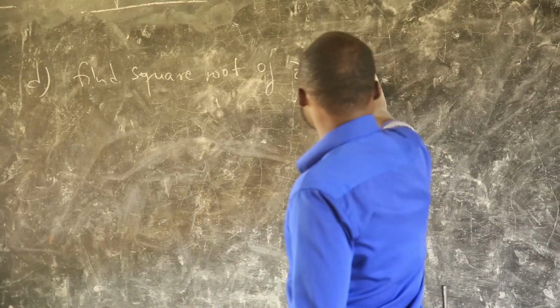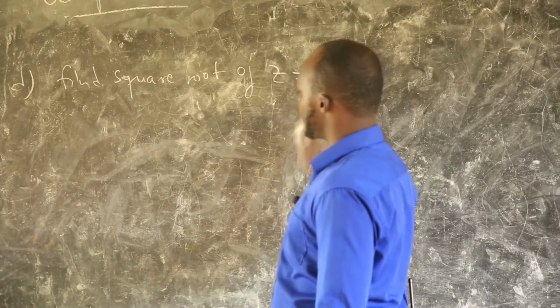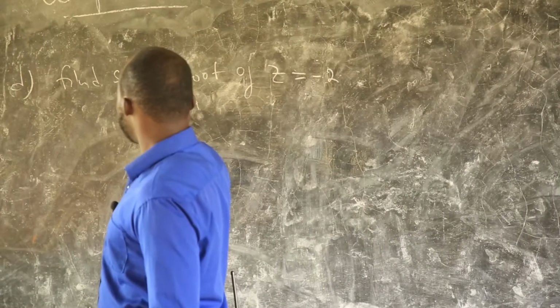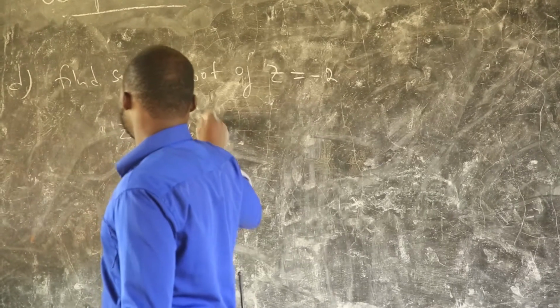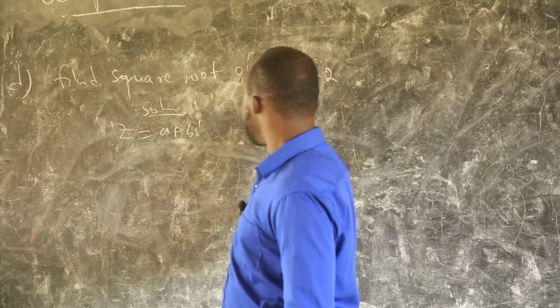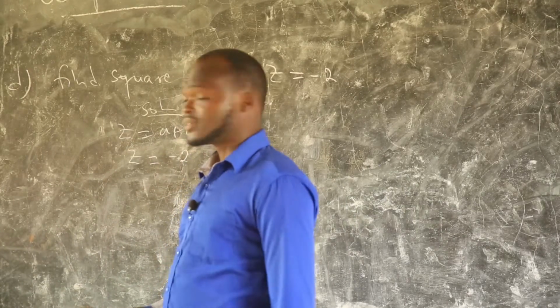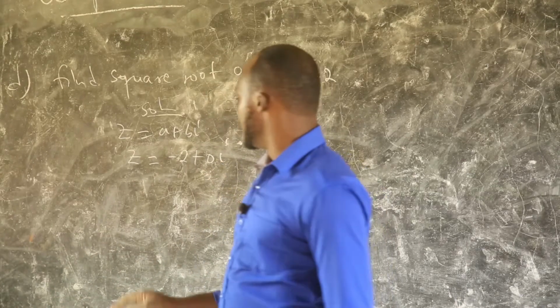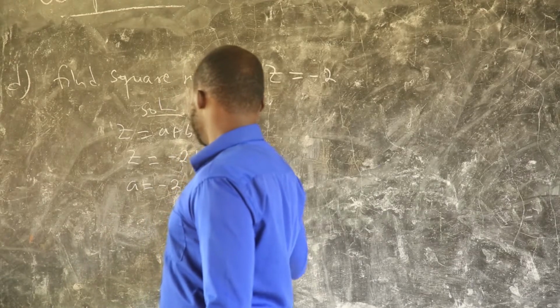So I'm going to find the square root of z equal to negative 2. How can we find the square root of this one? It is the same way, because z must be in this form a plus bi. When you compare this z with negative 2, you see this is like negative 2 plus 0i. So our a is negative 2, our b equals 0.